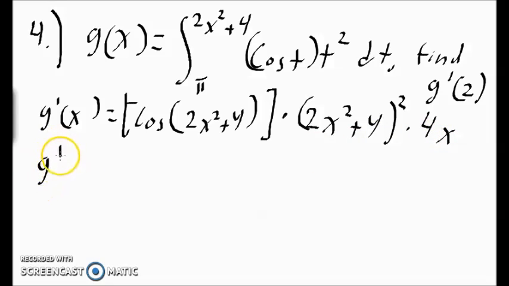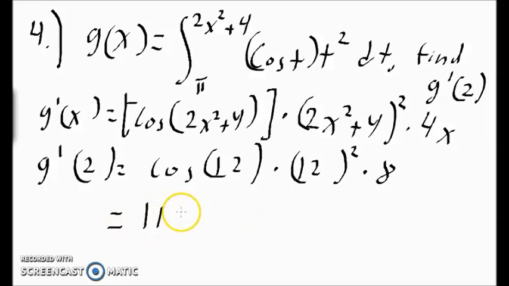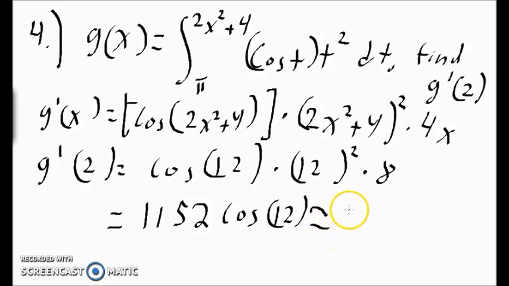Now I want to find g prime of 2. So we plug this in, we get 12 here, multiplied by 12 squared, and then 8. And using a calculator, we get that this is equal to 152 cosine of 12, which is also about 972.120.